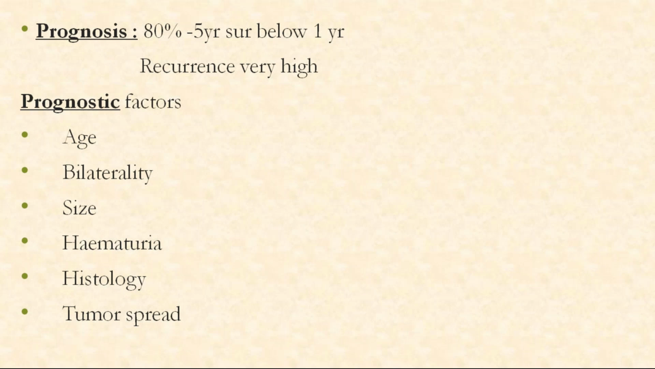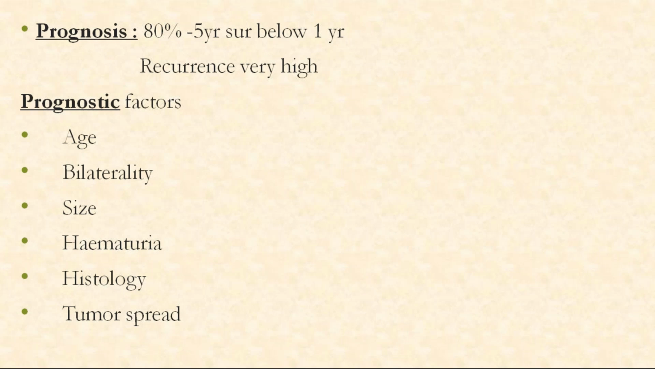What is the prognosis? In the first year of life, if the Wilms tumor occurs, the 5-year survival rate is 80%. But the recurrence rate is very high in Wilms tumor. Certain prognostic factors are responsible for the survival rate of the infant or children. One is the age. If it is less than 1 year, the results are good. If 3 or 5 or 7 years, that is a bad condition.